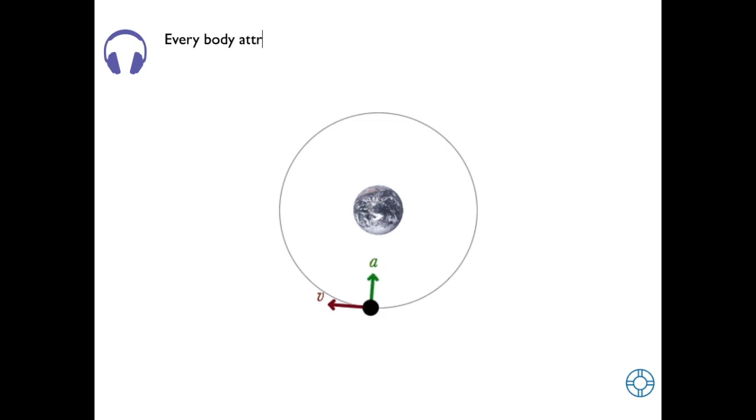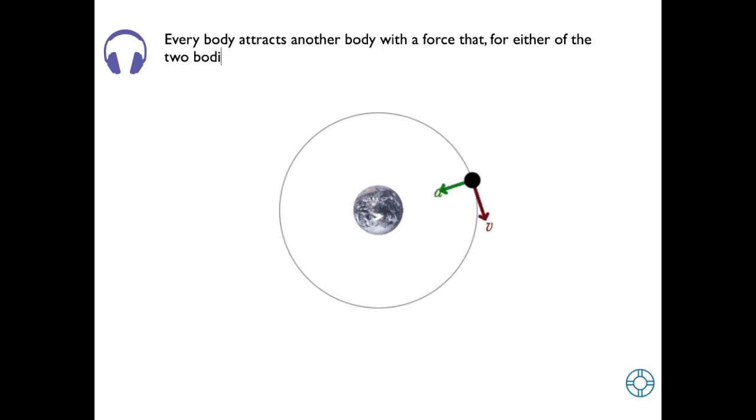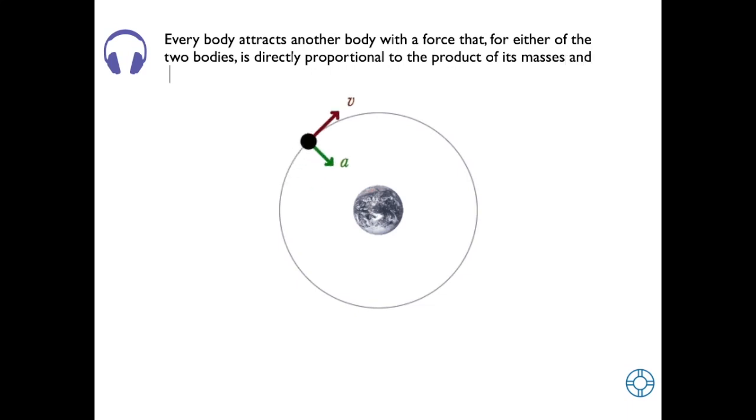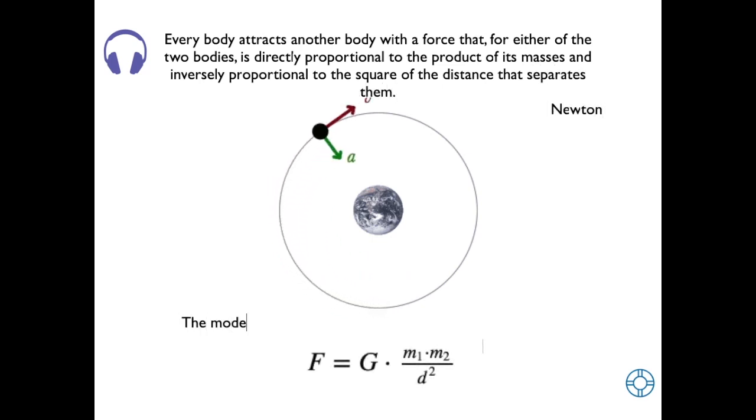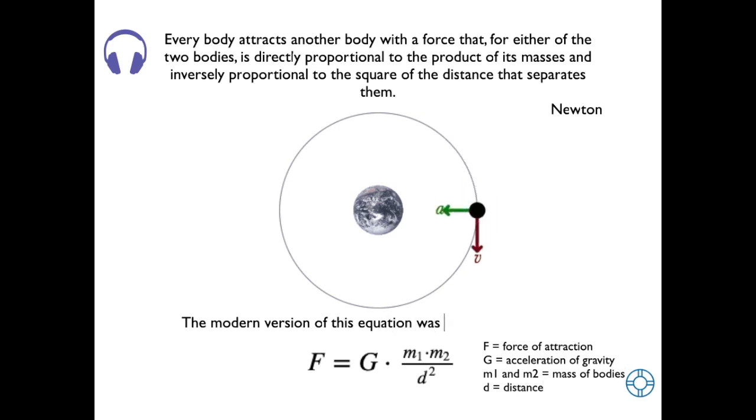Every body attracts another body with a force that, for either of the two bodies, is directly proportional to the product of its masses and inversely proportional to the square of the distance that separates them. The modern version of this equation was described by Laplace, where F is the force of attraction, G is the acceleration of gravity, m1 and m2 are the masses of the bodies, and d is the distance.